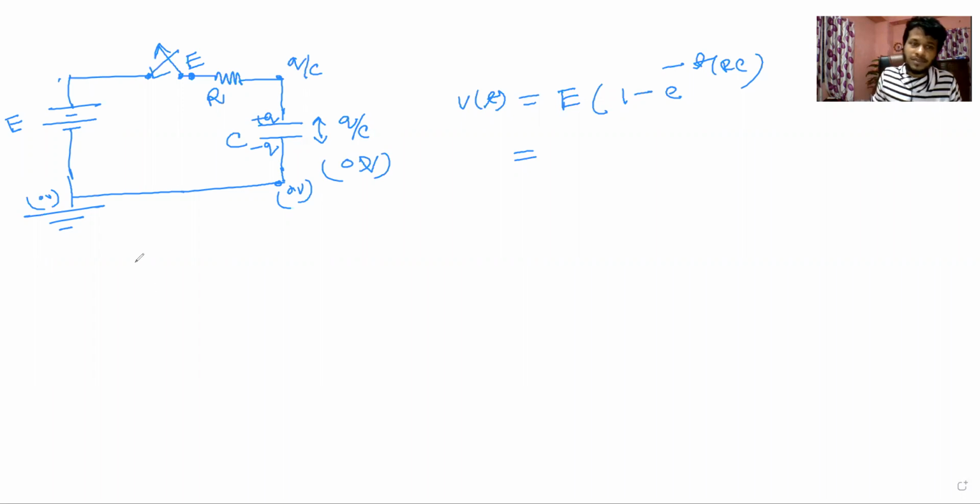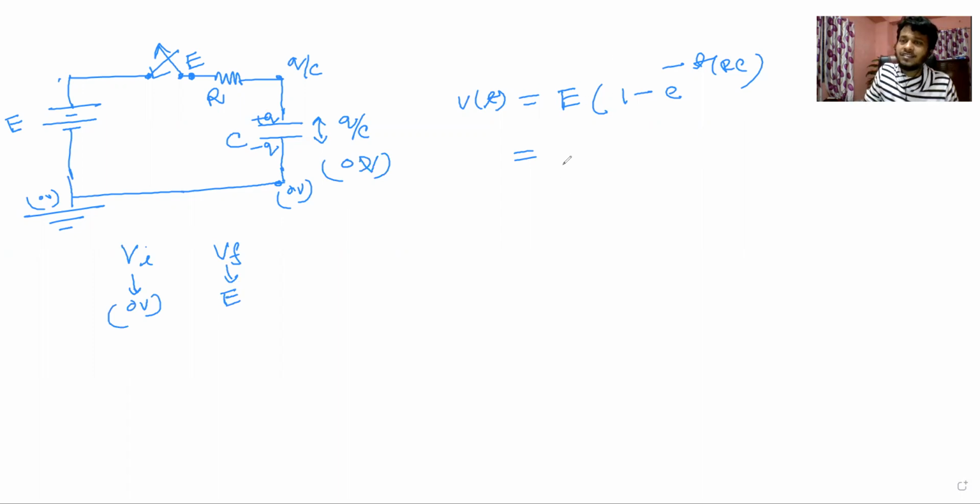Yes, sir. Fine. So that means the initial voltage of the capacitor will be what? 0 volt. Fine. And what would be the final voltage under steady state condition across this capacitor? It would be equal to what? E, isn't it? Yes, sir.